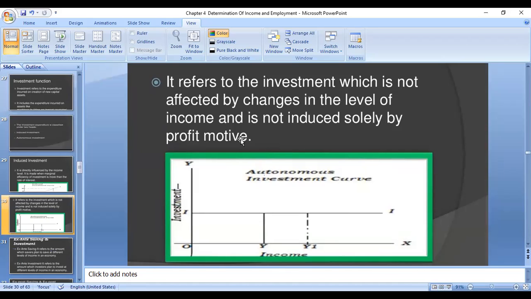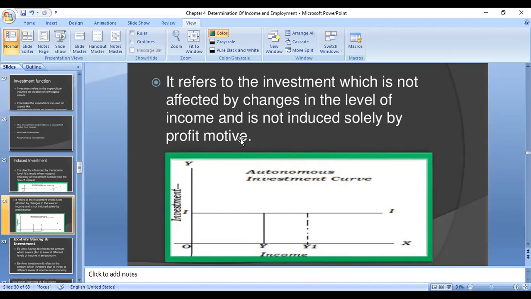Now I will tell you about some basic differences between induced and autonomous investment. Induced investment is driven by the profit motive. It depends upon profit expectations. It is income elastic, so an increase in the income level raises its level. Its curve slopes upward as it is income elastic. It is generally done in the private sector.